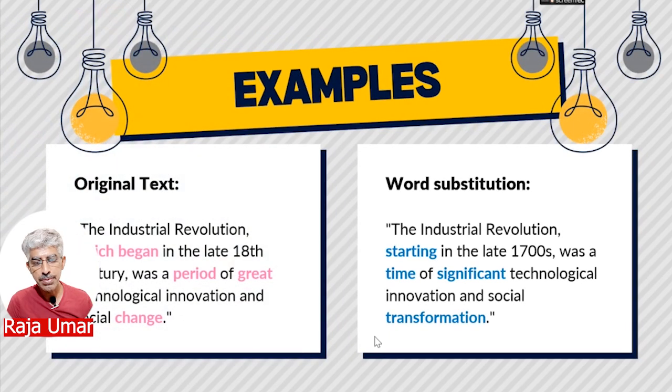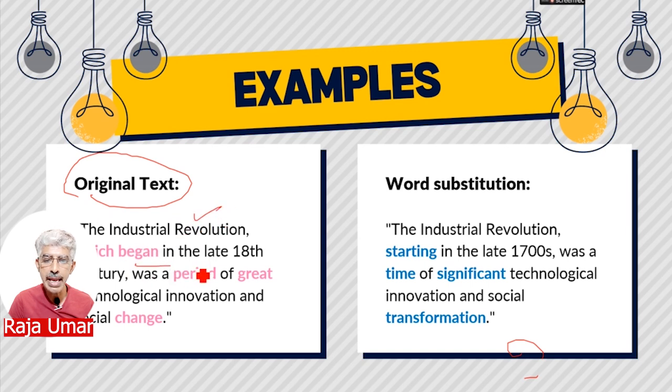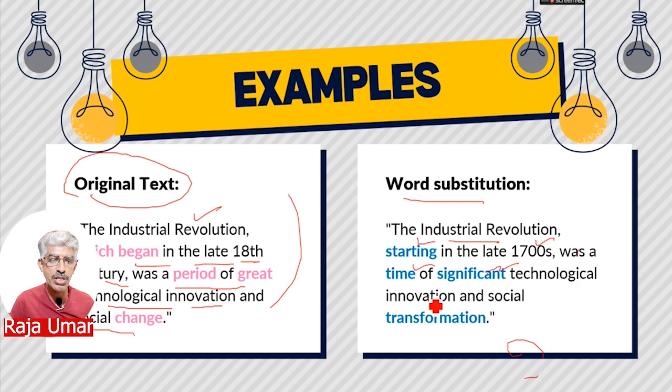Example. This is the original text: The Industrial Revolution, which began in the late 18th century, was a period of great technological innovation and social change. This was the original sentence, taken from online sources or from elsewhere. Word substitution, what the student has done: The Industrial Revolution starting in the late 1700s was a time of significant technological innovation and social transformation. So here you can see which began.